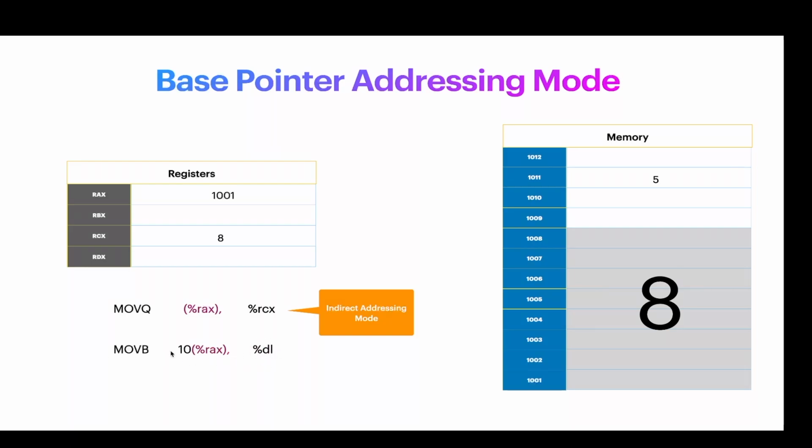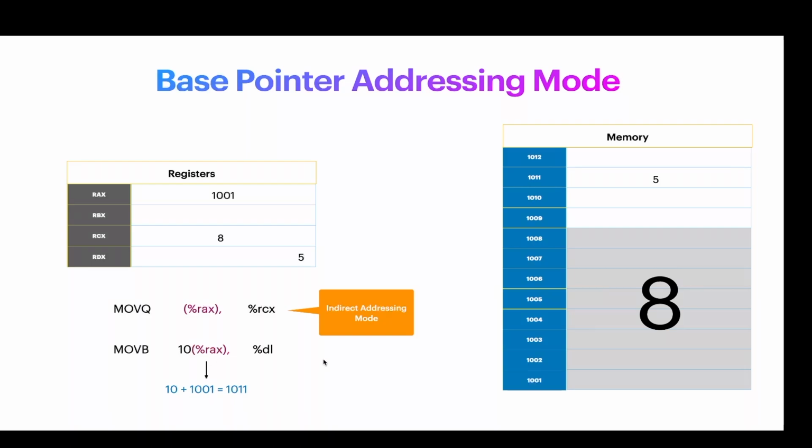So when we execute this one, what happens is the RAX register has 1001 plus 10, which is 1011. So we go to 1011, look into these contents, which is basically number 5. We are moving a byte to location DL. So DL will be something like here. That's what will happen. So that's the base pointer addressing mode. It's kind of an indirect addressing mode with an offset. You can think of it that way.